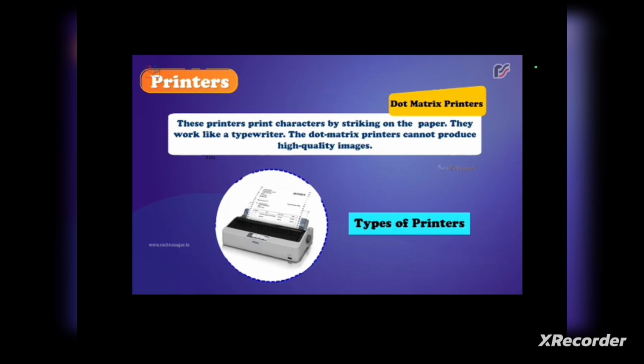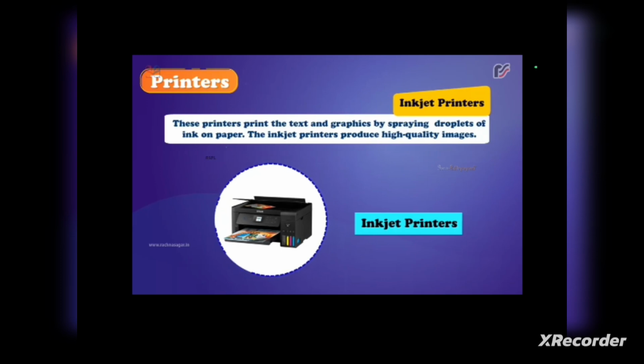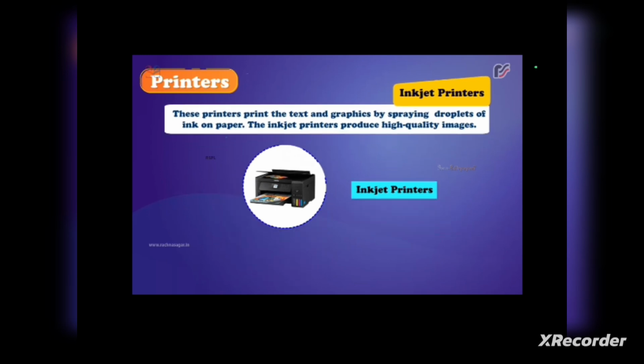Types of printers. Dot matrix printers. These printers print characters by striking on the paper. They work like a typewriter. The dot matrix printers cannot produce high quality images. Inkjet printers. These printers print the text and graphics by spraying droplets of ink on paper. The inkjet printers produce high quality images.